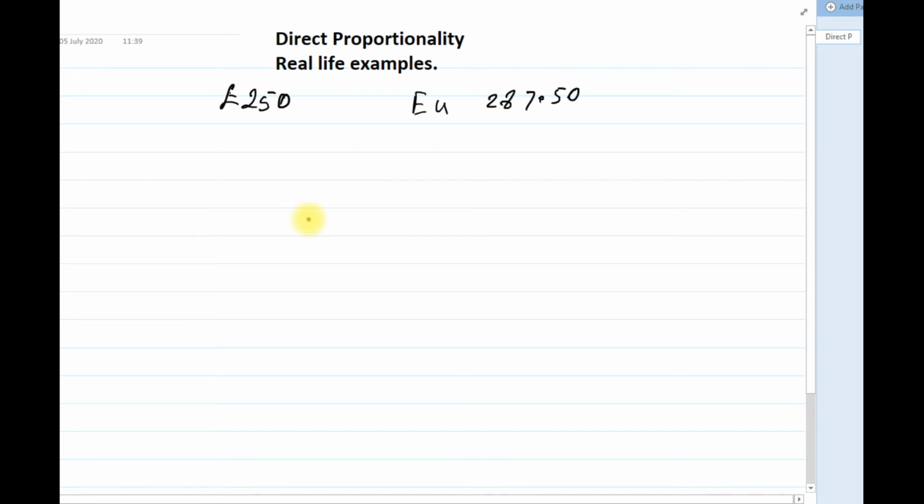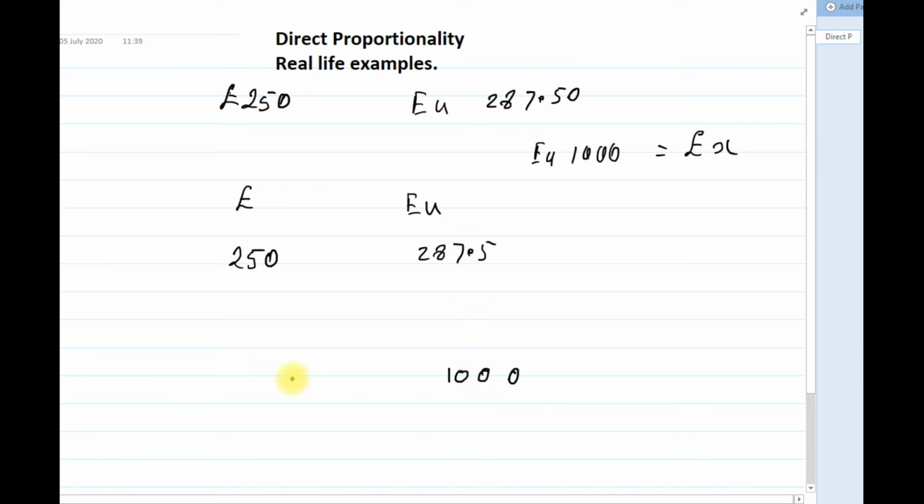Now, let's do another example. This time we will convert some euros. We have the same exchange rate that we were told. The 250 pounds was changed to 287.50 euros, and we want to know 1,000 euros is how many pounds. Again, we set our pound column, the euro column, and we know that 250 pounds was 287.5 euros. Now 1,000 euros, my zeros look like sixes, 1,000 euros under the euro column is how many pounds? And we use the same technique, diagonally multiply, and we divide by the one above.